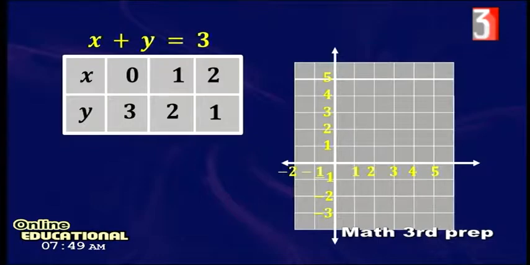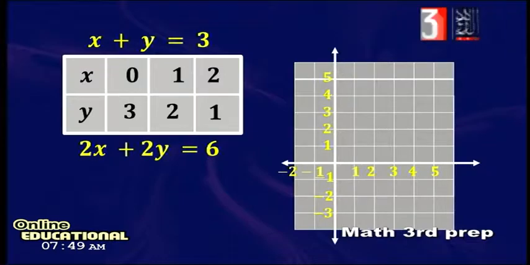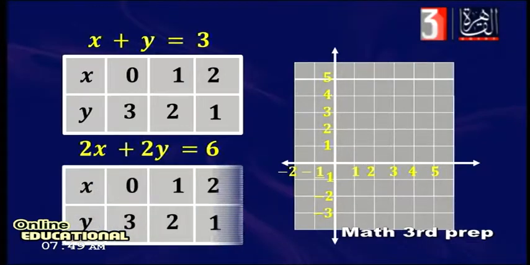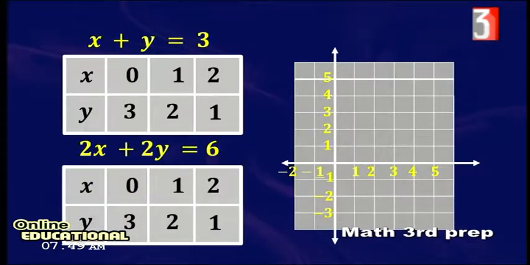For the other equation, which is 2x plus 2y equals 6, when x equals 0, y will be 3. When x equals 1, y will be 2. And when x equals 2, y will be 1. Try to draw these two straight lines. 0 and 3, the first point. The second one is 1 and 2, and the third one is 2 and 1. Try to join them all together to obtain such a straight line.